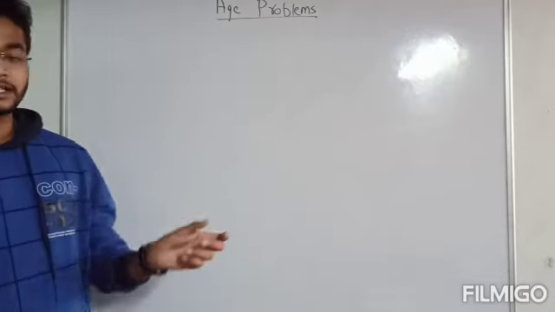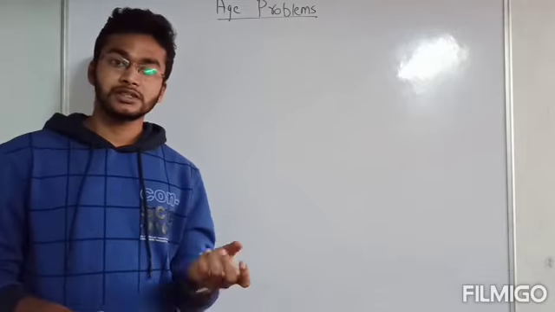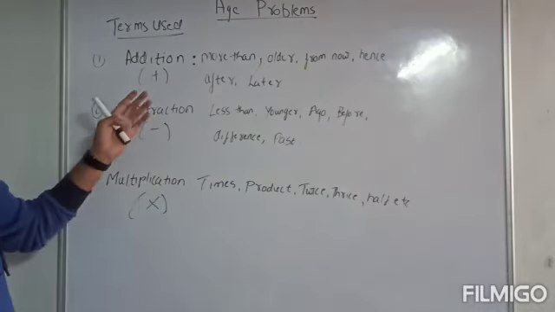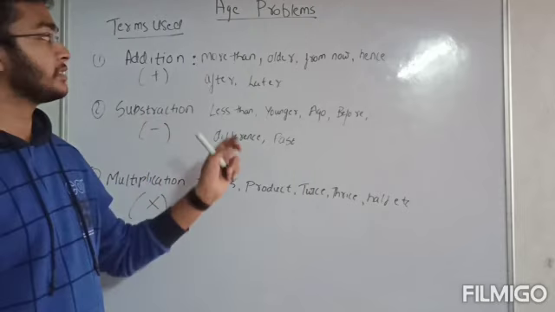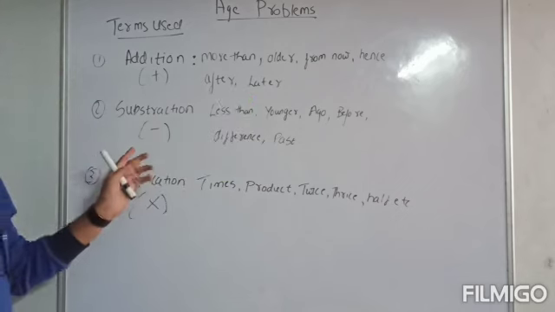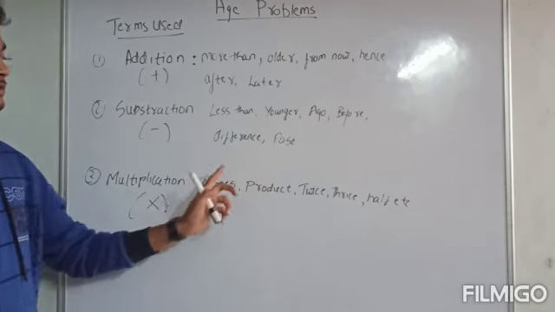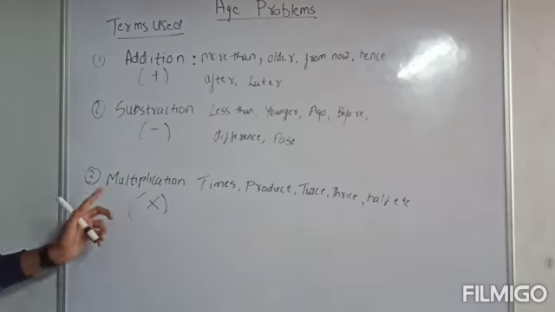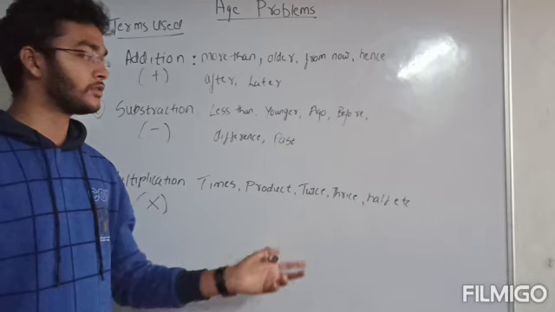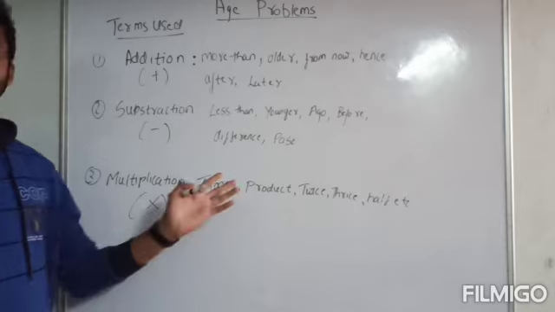So let us start with the basic terminologies that are used in age problems and what to do by keeping the terminologies in mind. Okay. Now let us know the basic terms. The terms which mean addition are more than, older, from now, hence, after or later. The terms which mean subtraction are less than, younger, ago, before, difference of the ages and the past. The terms which mean multiplication are times, product of, twice of, thrice of or half the ages, etc. I'll let you know in the sums how these terms are applied.